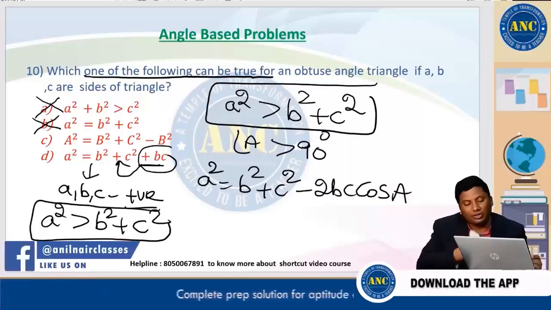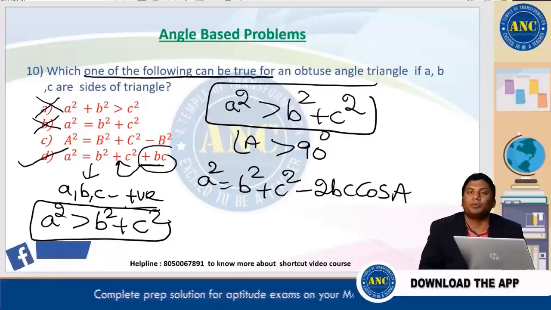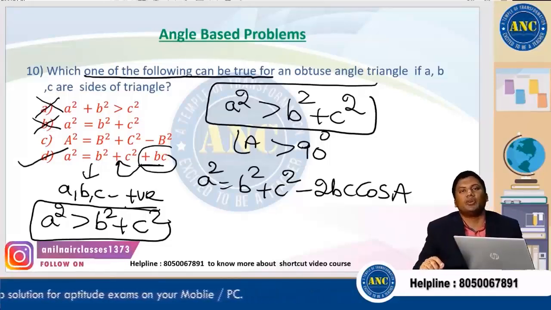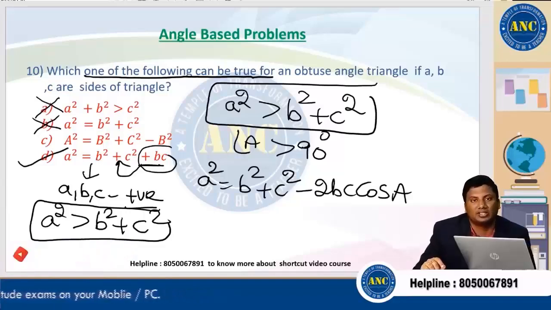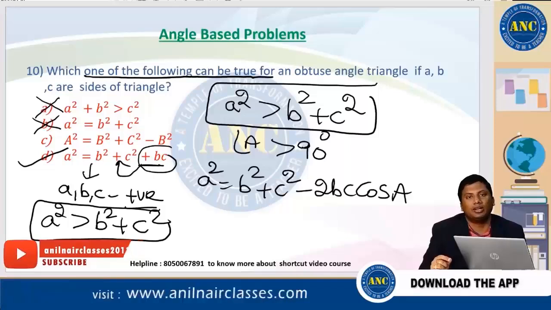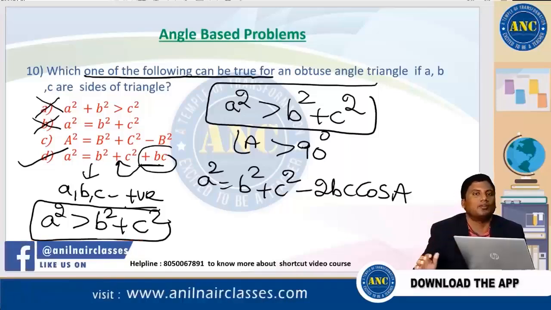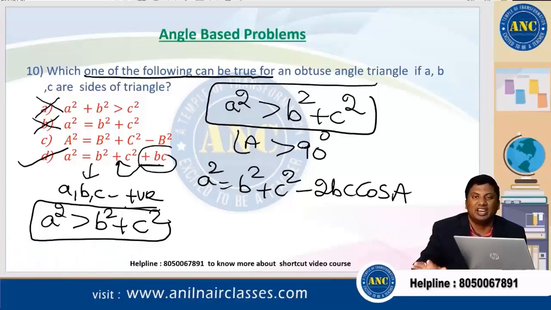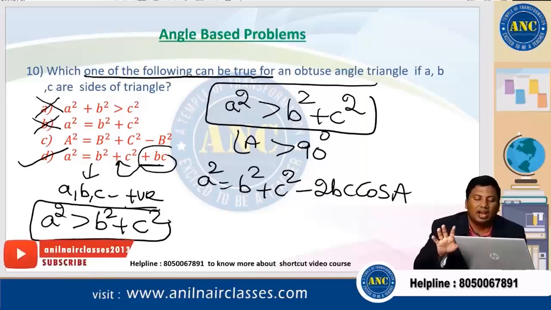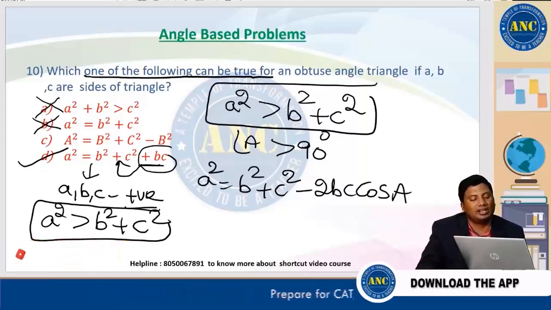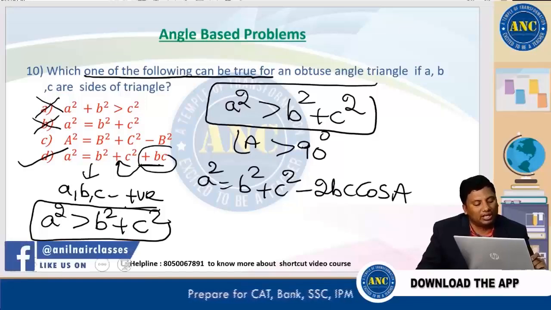So which one is true? D is true. I hope it is clear, because the answer we should get is A square is greater than B square plus C square. To B square plus C square, if I add a positive value, obviously the A square value will grow. So A square is nothing but B square plus C square plus BC. This is the best answer which will tell that it is an obtuse angled triangle. I hope the 10th one is clear.